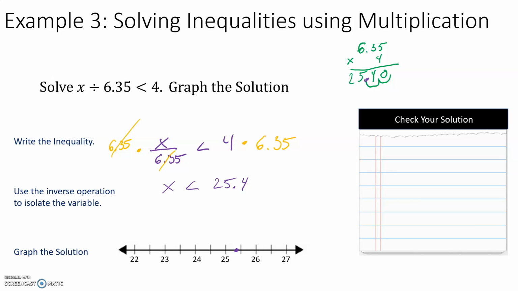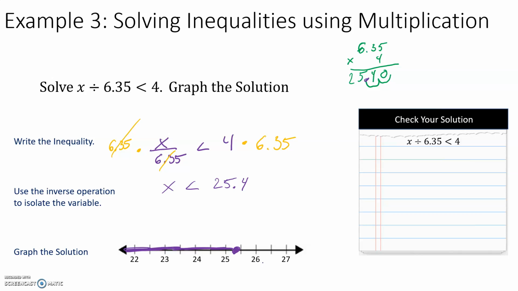All right, so 25 and 4/10. And then x is going to be less than that, so I'm going to shade to the left. All right, and there's my answer. So now I can still check my work, and I can pick whole numbers too. It doesn't have to be decimals to plug in place of x.